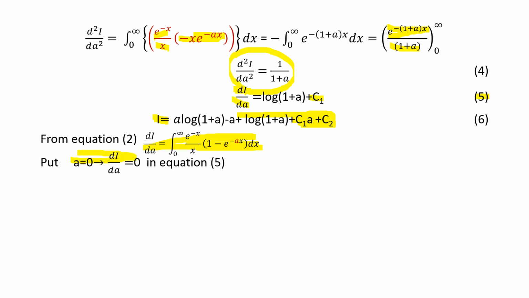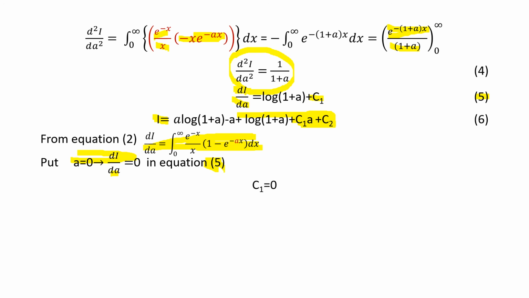Now directly apply this condition in equation number 5. Here in equation number 5, if you apply this condition, dI by dA is 0 and a is 0, then it is log 1, and log 1 is 0. So you will get c1 equal to 0.